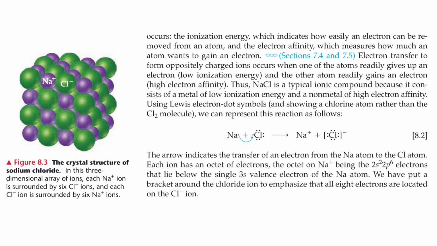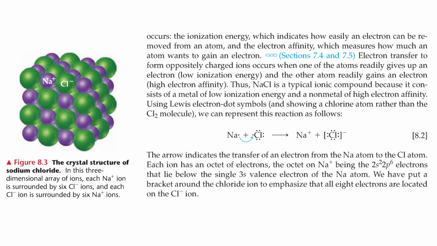Electron transfer to form oppositely charged ions occurs when one of the atoms readily gives up an electron, one that has low ionization energy, and the other readily gains an electron, one that has high electron affinity. Thus, sodium chloride is a typical ionic compound because it consists of a metal of low ionization energy and a nonmetal of high electron affinity.